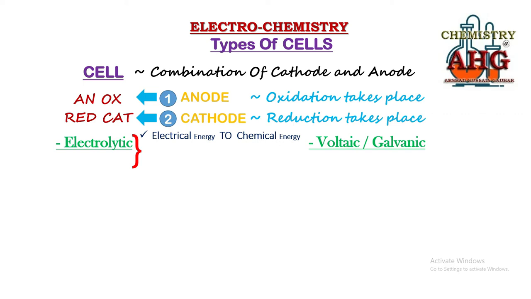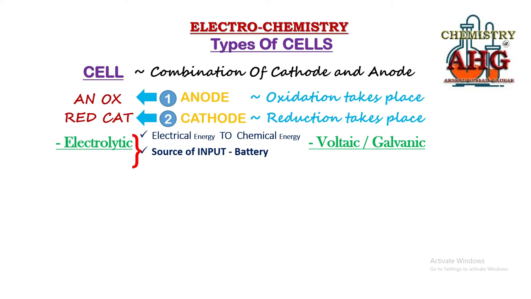Second difference: in case of electrolytic cells, since we need electrical energy, there must always be a source of input, a source of electrical energy. And what is that source of electrical energy? We mostly provide electrical energy with the help of a battery.